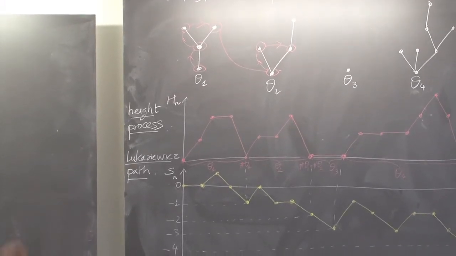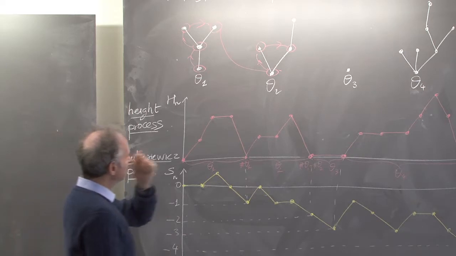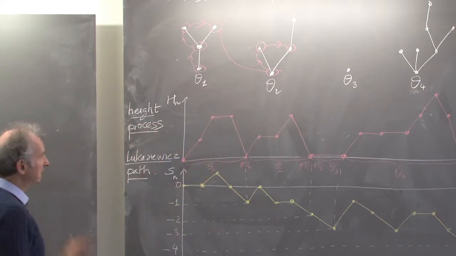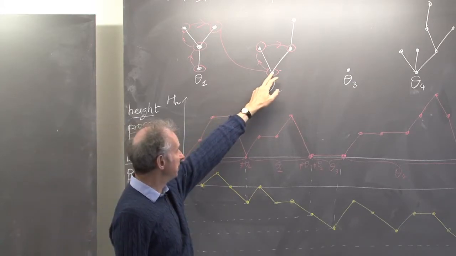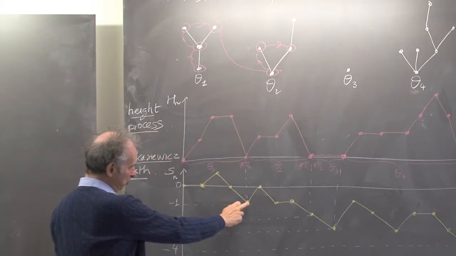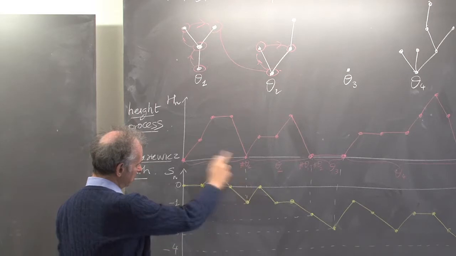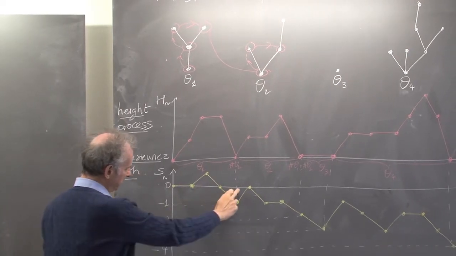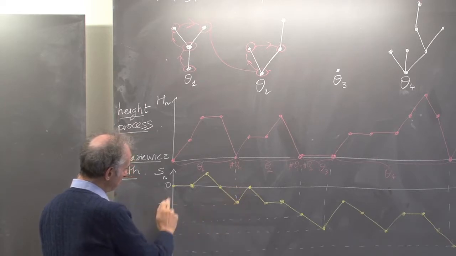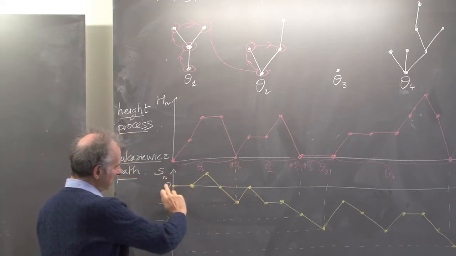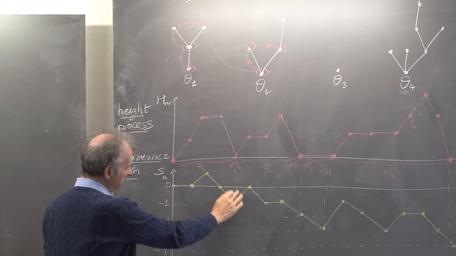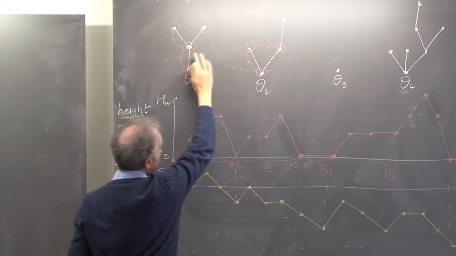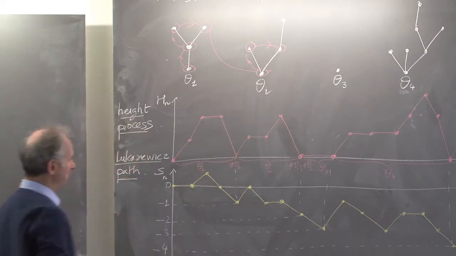What you can notice is that the times at which I finish exploring a tree and I jump to the root of the next tree correspond to hitting levels of negative integers. For instance, here, this is the hitting time of minus 1 for S_n, and that time corresponds to the moment I have visited all vertices of the first tree and I have jumped to the root of the second one.